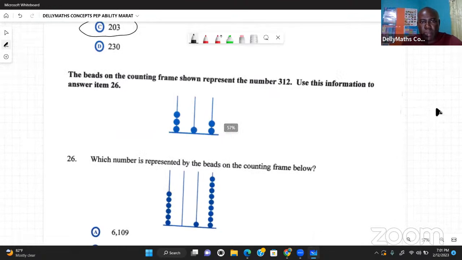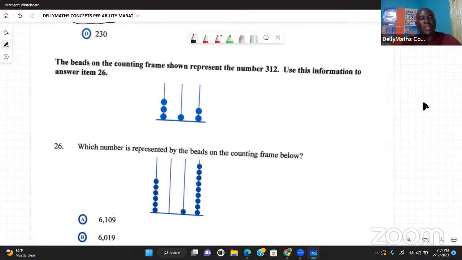Let's check this one out. We're looking at the beads. The beads on the counting frame represent the number 312. Well, this is showing me something. This is a 3, this is a 1, this is a 2, and I'm already seeing an association to 312. So definitely there is a link there, showing us that this is 312.